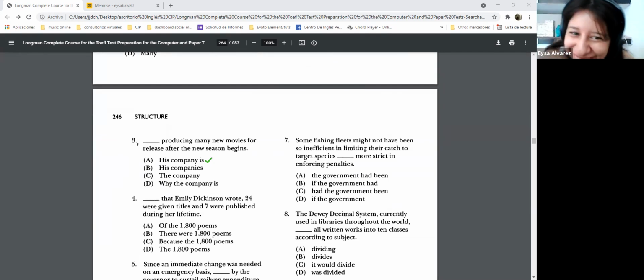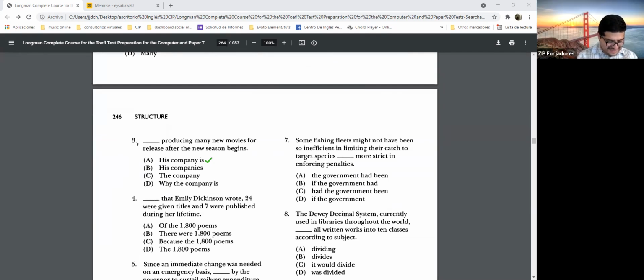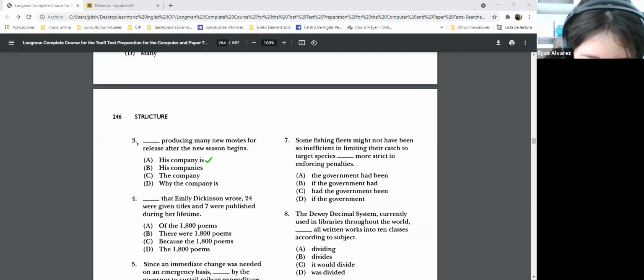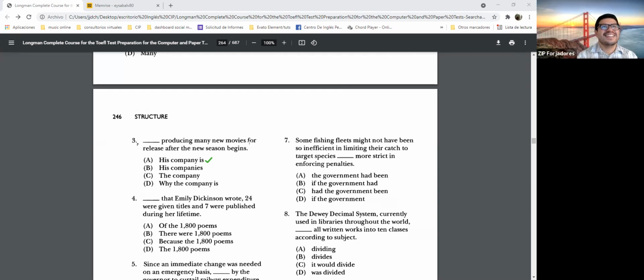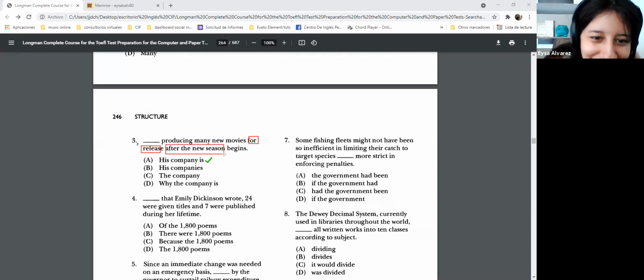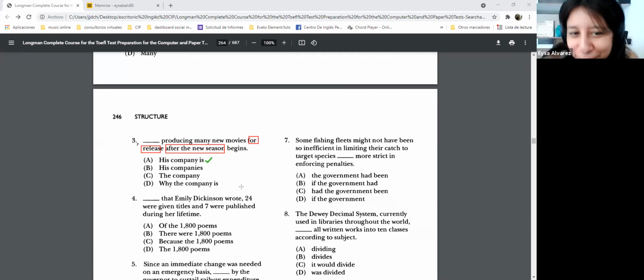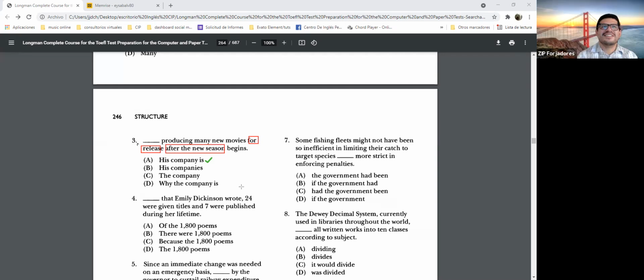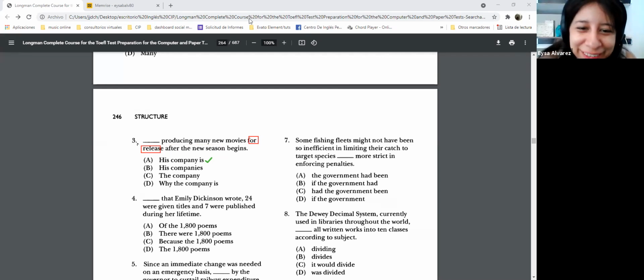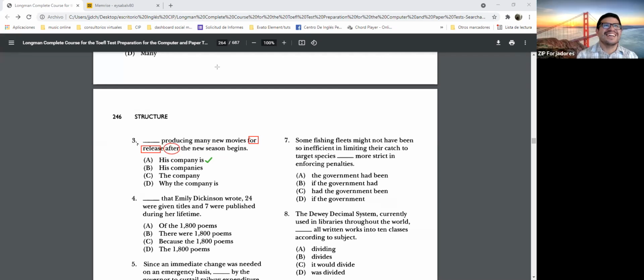Why? Okay, actually, for many reasons, new movies for release. So we have a long prepositional phrase that is "for release." Then we have "after the new season". After is a preposition, or a connector? Yes, after is a connector. So we have the new season that is the subject, and we have the action that is begins. That's right. Very good.